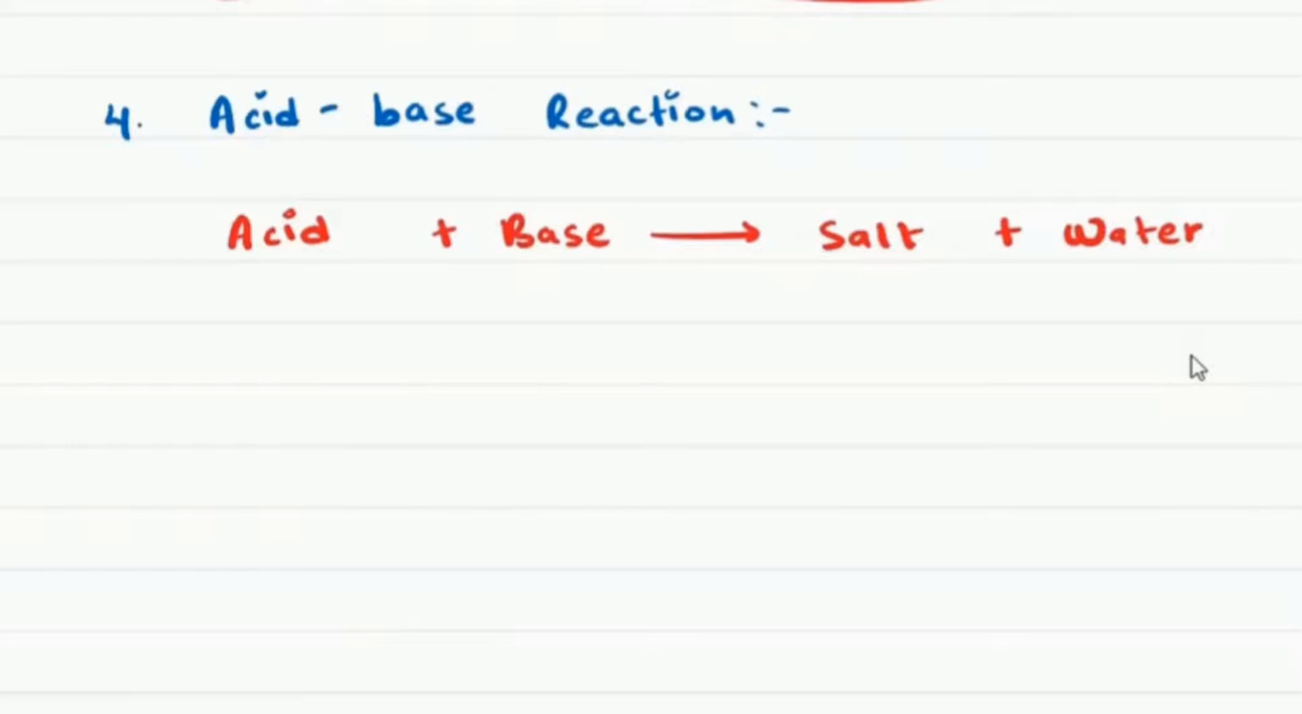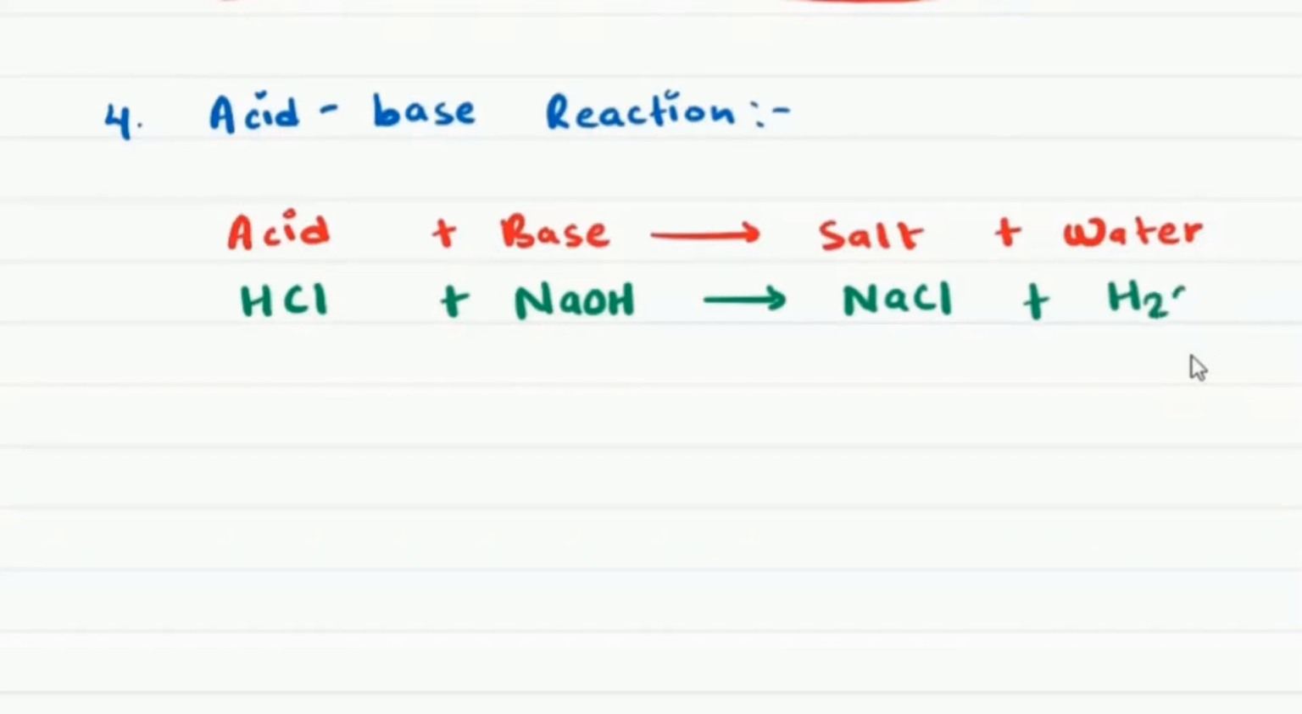Let's look at some examples again. Let's say we have an acid, hydrochloric acid, reacts with base sodium hydroxide. Then we will have sodium chloride, which is our salt, and water. So here acid and base are reacting with each other to form salt and water, and this type of reaction is known as acid-base reaction.